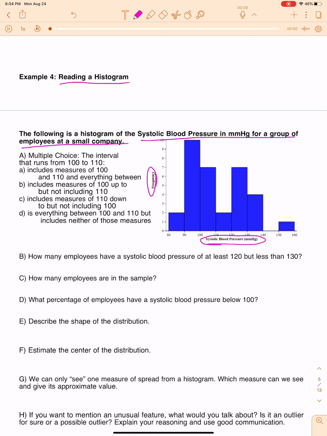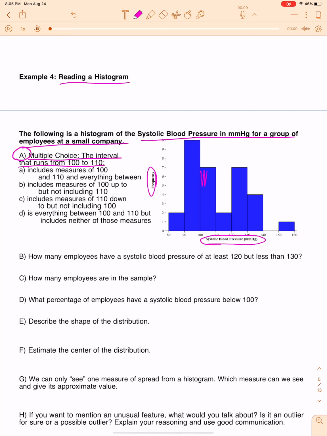You'll notice they kind of look like bar charts. The only difference is that these are always touching. Like right here, there's no gap ever in a histogram because it's the continuity of the math. So okay, as we go through this, this is a multiple choice question, so I'm just going to talk to you about this. The problem is that the interval that runs from 100 to 110.